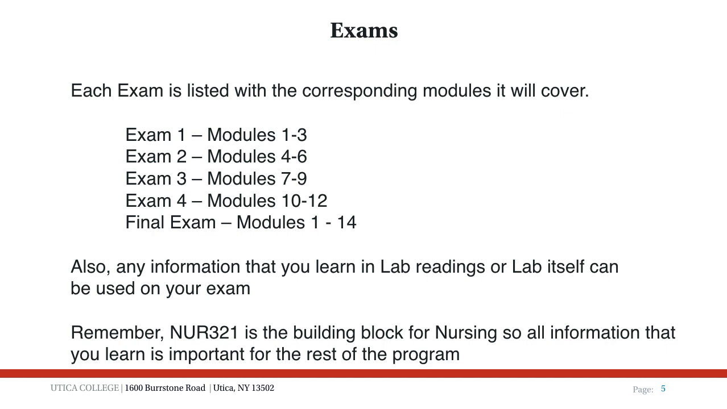This particular course has 4 unit exams and a final exam. So every 3 modules, you'll see modules 1 to 3 is exam 1, modules 4 to 6 is exam 2, modules 7 through 9 is exam 3, and modules 10 to 12 is exam 4. Your final exam is cumulative, so it's all 14 modules that you'll learn.